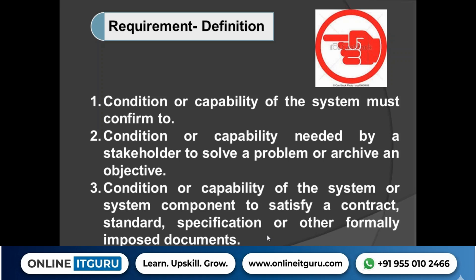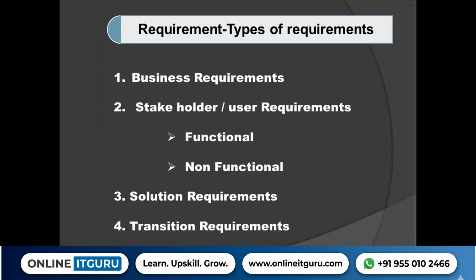Then coming to types of requirements, we have 4 types of requirements. The first one is business requirements. The second one is stakeholder or user requirements. In this, we are going to have functional and non-functional requirements. The third one is solution requirements. And the final one is transition requirements.